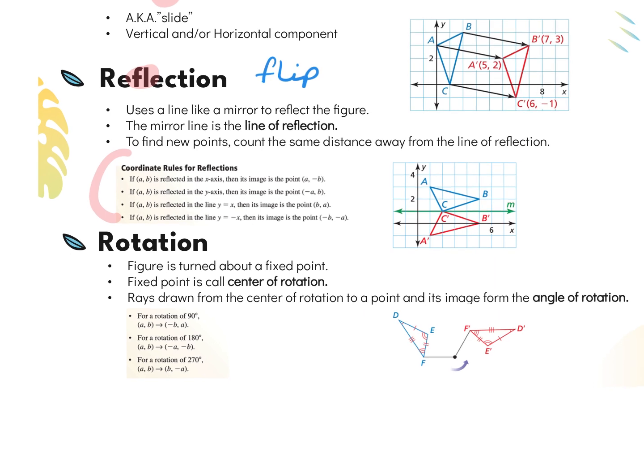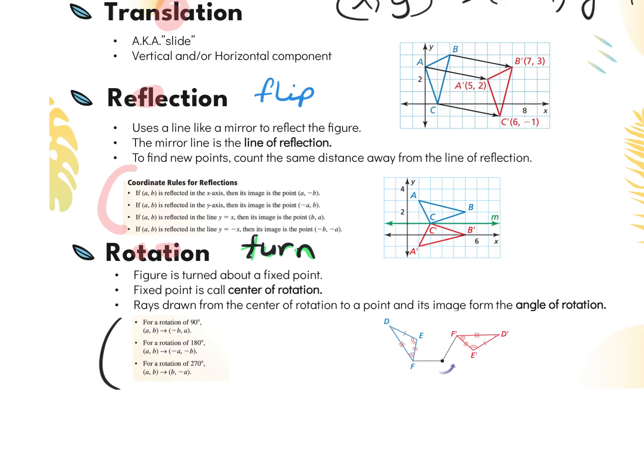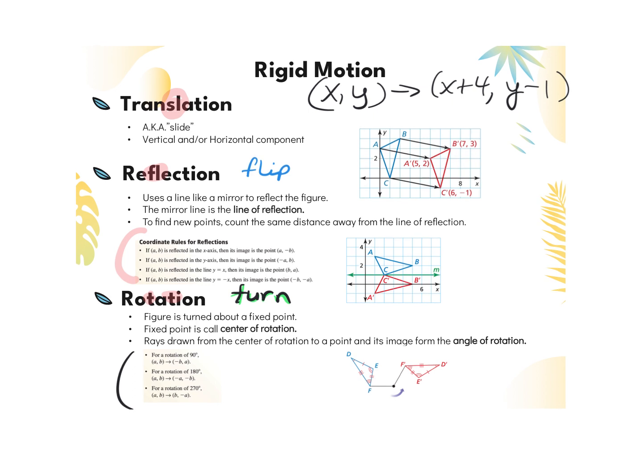Over here, the rotation, I see 2 T's in the word, so this one is going to be like the turn. This one, you have to memorize the rules. It makes it so much easier. So memorize the rules for a 90, 180, and a 270 rotation. So this was the chapter 4 stuff. This is the third slide.